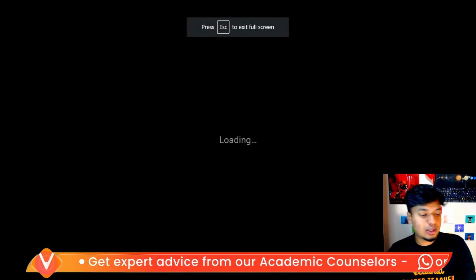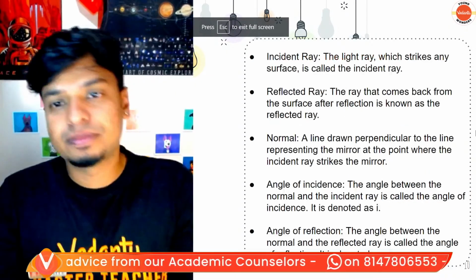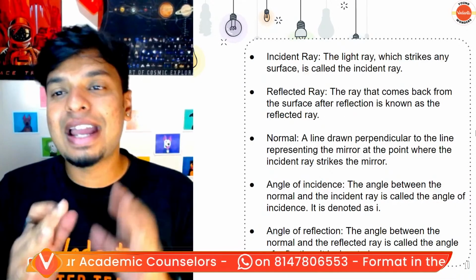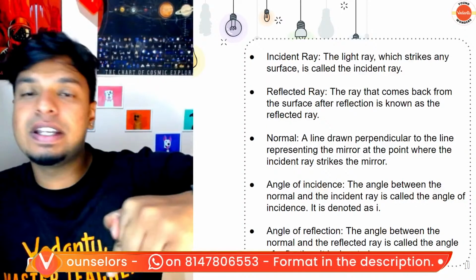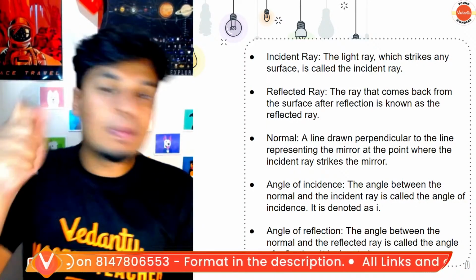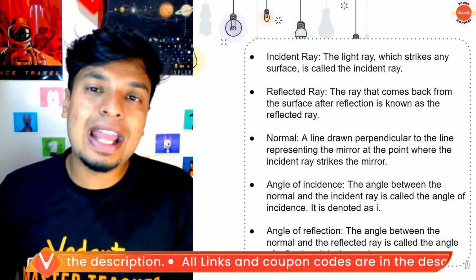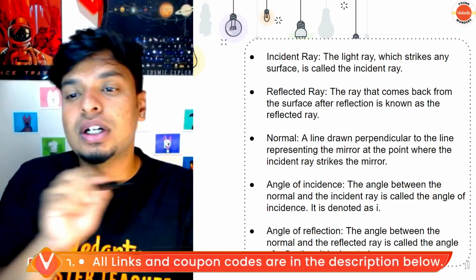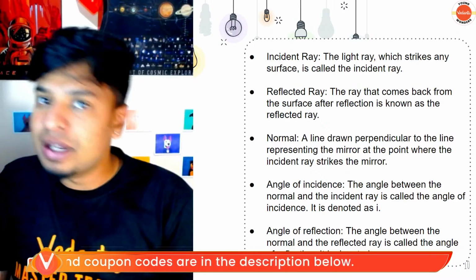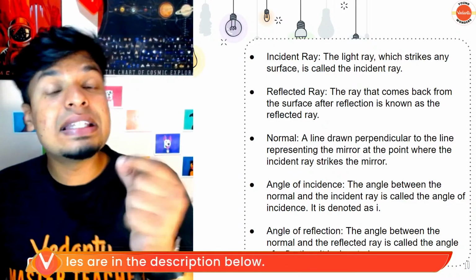So I hope first law you guys are all clear about it. Now, incident ray is the light ray which strikes any surface. Reflected ray is the ray that comes back from the surface after reflection. And normal is the line which is drawn perpendicular to the line representing the mirror at any point where the incident ray strikes.